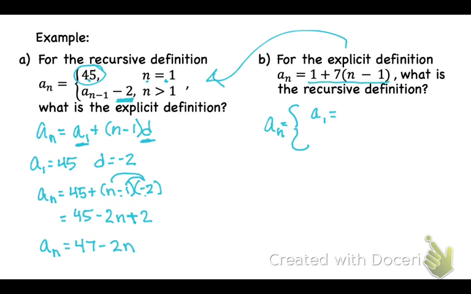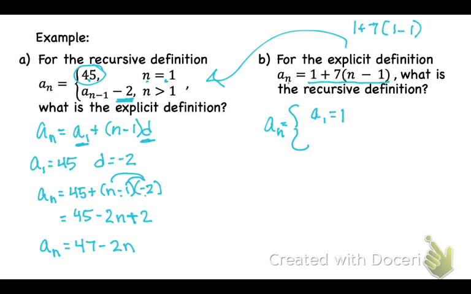Well, what's 1 minus 1? 0. What's 0 times 7? 0. So what's a sub 1? 0. What's 0 plus 1? Oh, 1. How did we get that again? You plug the 1 into the n, because this is a sub 1. What did the n turn into? Okay, 1 plus 7 times 1 minus 1.